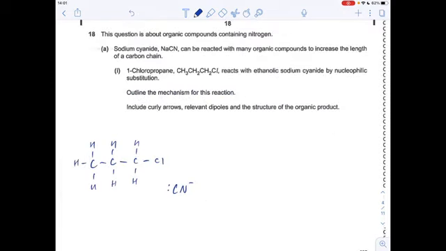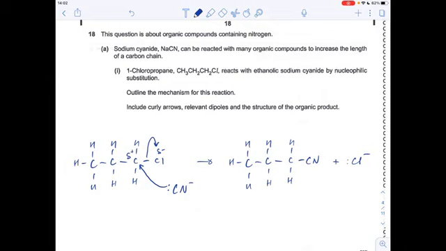Next question, outline the mechanism for the reaction between 1-chloropropane and ethanolic sodium cyanide. So we need the CN- ion, that's going to act as a nucleophile in this reaction. The dipole across that C-Cl bond, delta plus on the carbon, delta minus on the chlorine. So a pair of electrons is donated to that C delta plus, that's why it's a nucleophile, electron pair donor, and this C-Cl bond breaks by heterolytic fission and it generates the product. Okay, so there's the products there. So we've got this nitrile being formed, this would be butane nitrile, and we get a chloride ion as well.